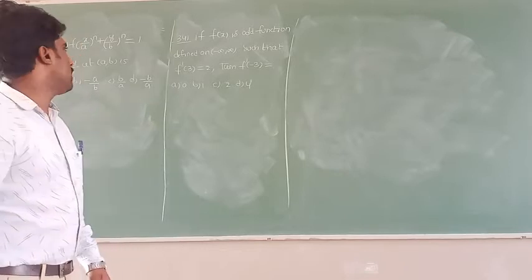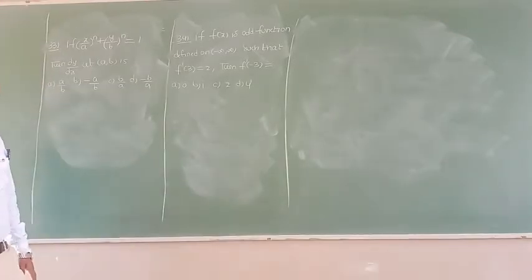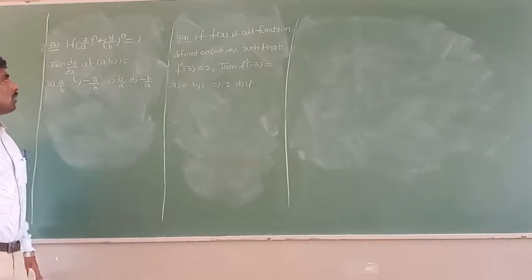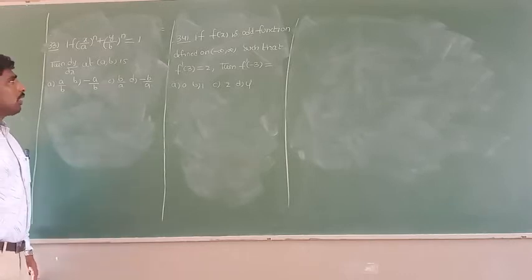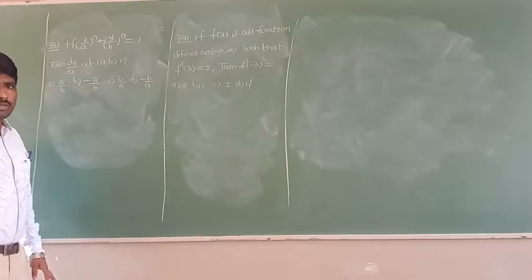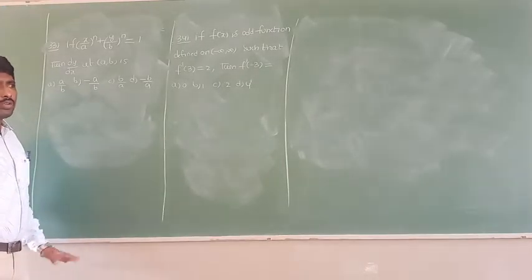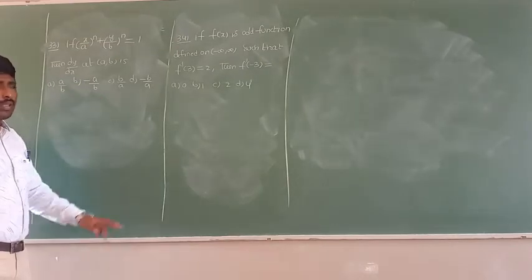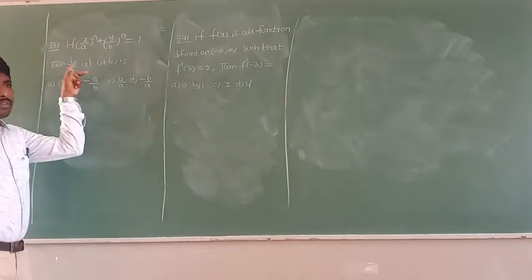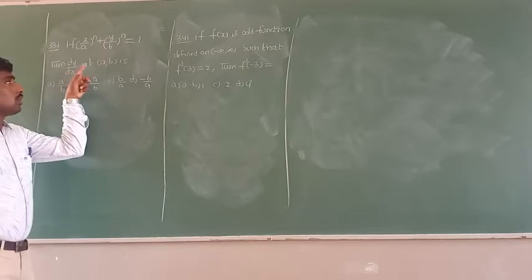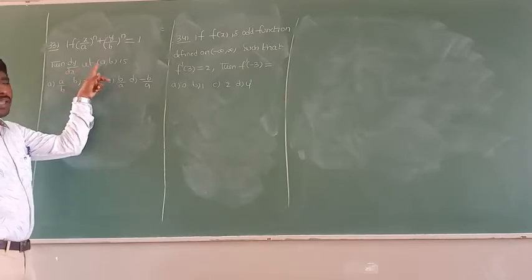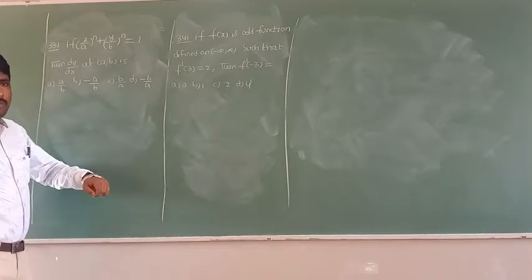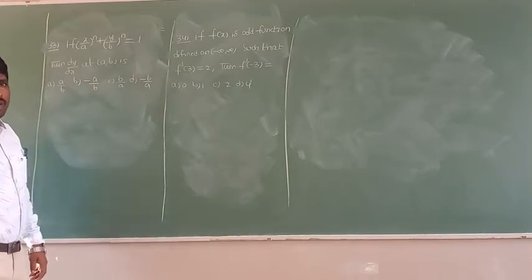Okay, all of you see here, they have given here, if (x by a) whole power n plus (y by b) whole power n equal to 1, then find dy by dx at a comma b. So what they are asking here, you need to find the differentiation at a comma b, which is nothing but after doing the differentiation, in place of x you need to substitute a, in place of y you need to substitute b. At that point you need to find the dy by dx value.